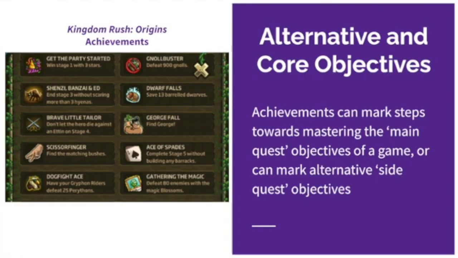Another thing that achievements and badges can do is to mark out core objectives in a game and also alternative objectives. The image shown here is a list of achievements for the mobile game Kingdom Rush Origins.